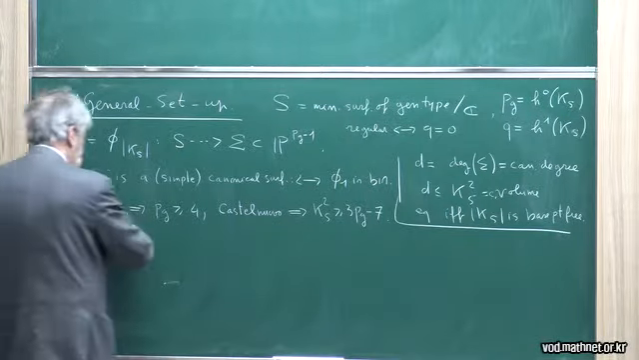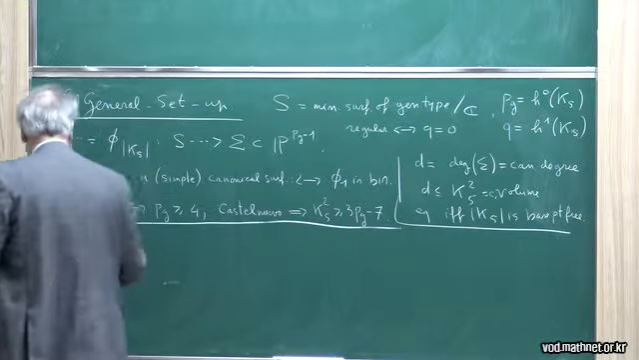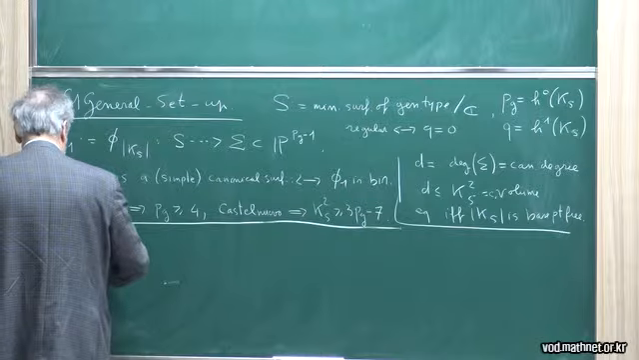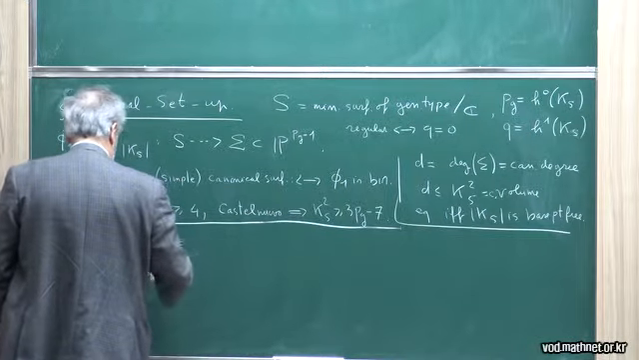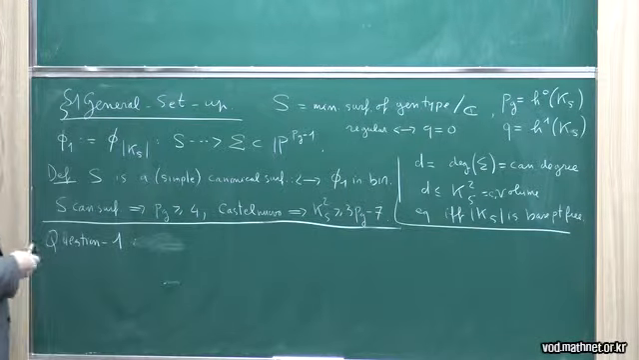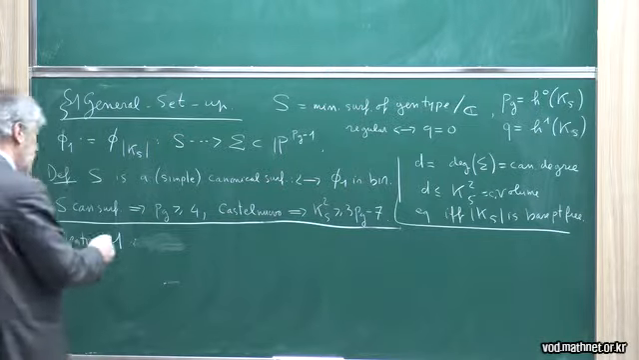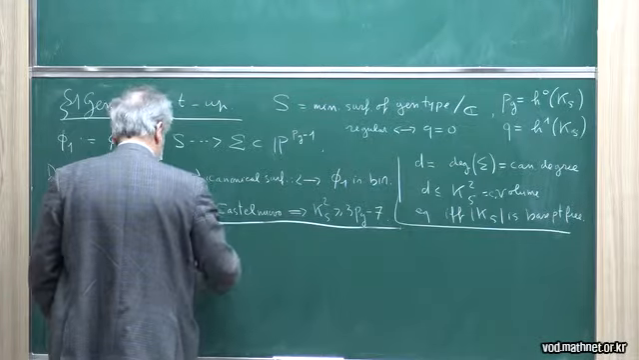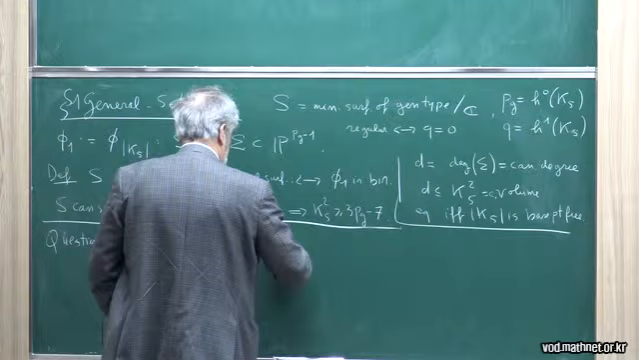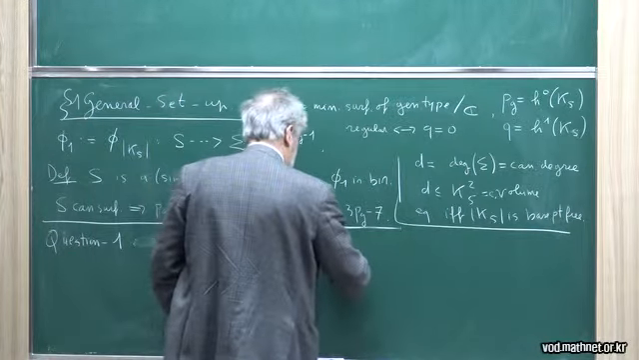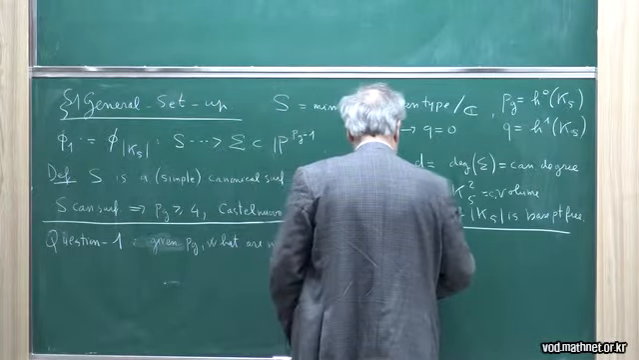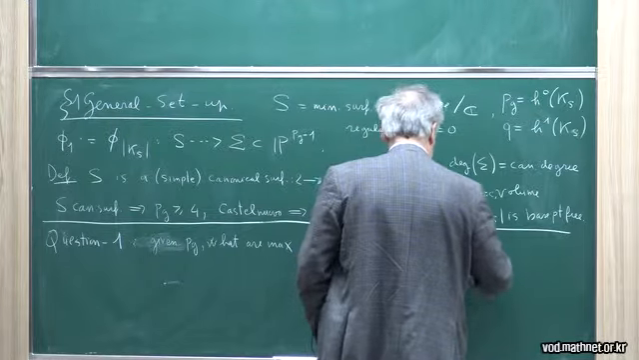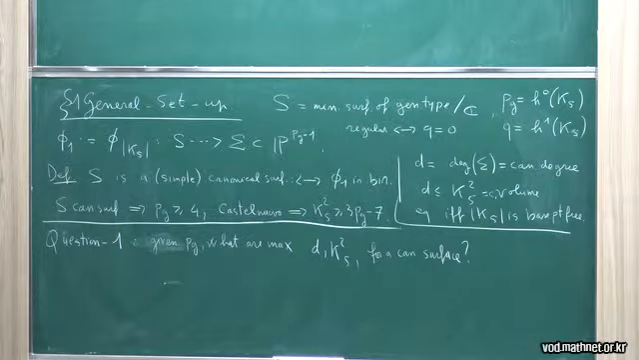Now the first question. Question one is: given p_g, what are the maximal canonical degree, K squared, and canonical volume for a canonical surface, for a simple canonical surface?